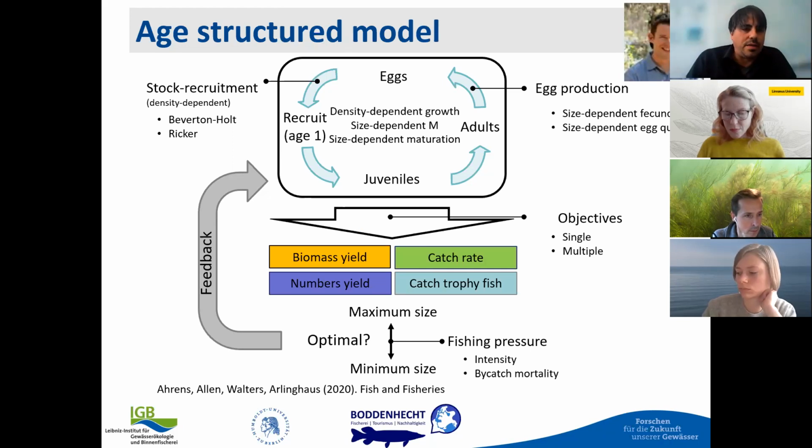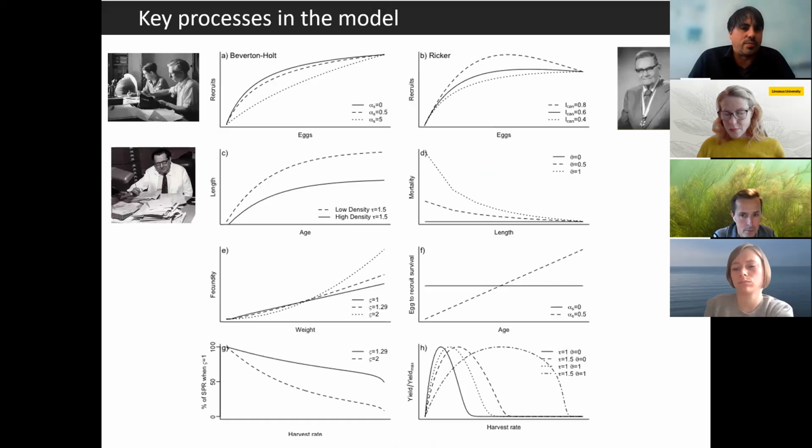We run this model to equilibrium and do an optimization routine to ask which type of size limit, a minimum length limit or a combination with a maximum on top, which creates a harvest slot, would produce an optimization for a single objective in this color coding here, or a compromise among those objectives.